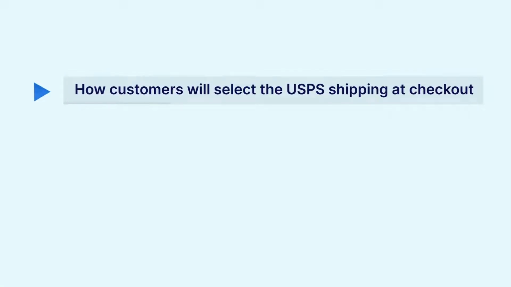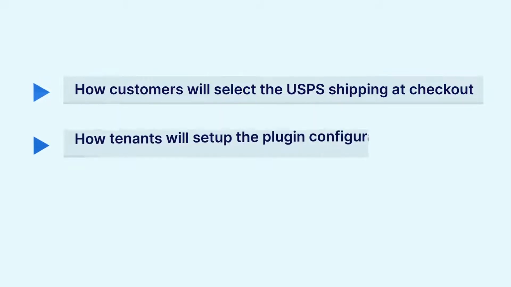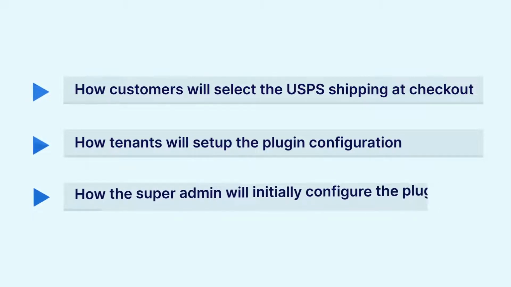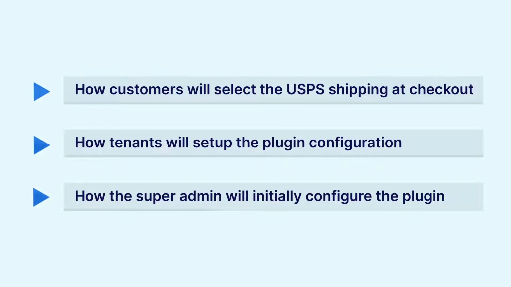In today's video tutorial, we'll be seeing how the customers would be able to select the USPS shipping method at the checkout time after adding the product into the cart. Apart from that, we'll also be seeing how the tenants would be able to initially configure the particular plugin after the successful installation at the super admin's end, and how the super admin would be able to initially configure this USPS plugin from the super admin backend panel.